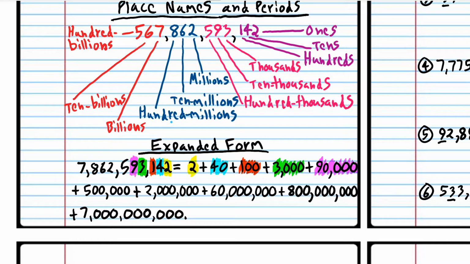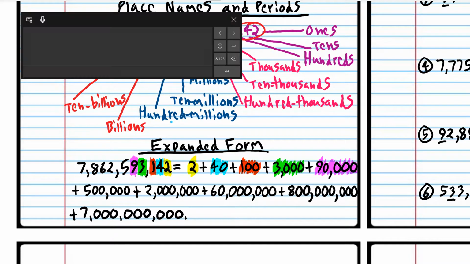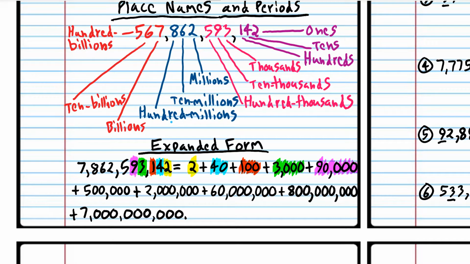Now the periods each have names. This is called the ones period. This is called the thousands period. This is called the millions period. And this is called the billions period. And so on and so forth. And it goes trillions, quadrillions, and all the way up. You're probably wondering if it ever stops. Well, I think it does stop at something like a googolplex or something like that. But we don't really care about that.